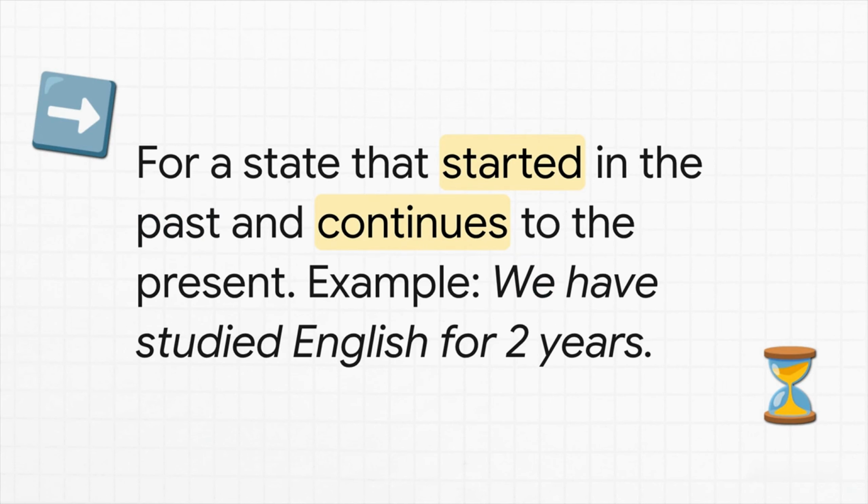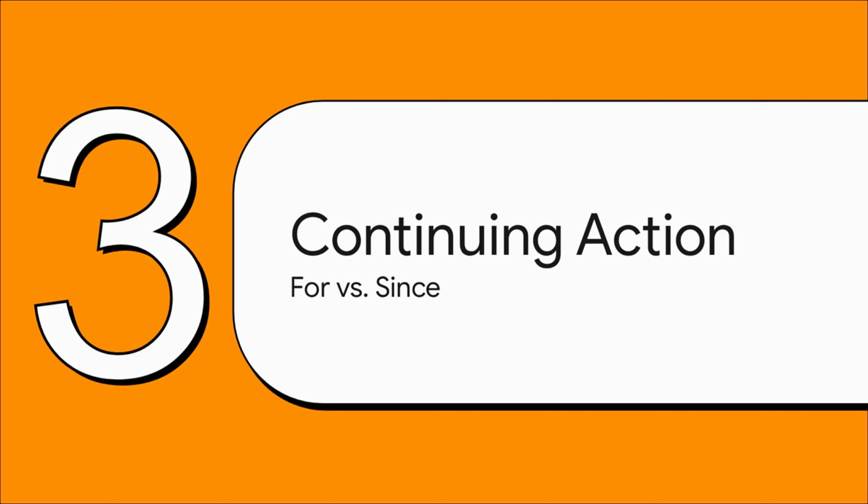And that brings us to job number 3, continuing situations. This one is for any action or state that kicked off in the past, and guess what? It's still happening right now. Like in the sentence, we have studied English for 2 years. We started 2 years ago, we studied all through that time, and we are still studying it today. The action crosses the bridge right into the present. So let's dig a little deeper into that last job, the continuing actions.